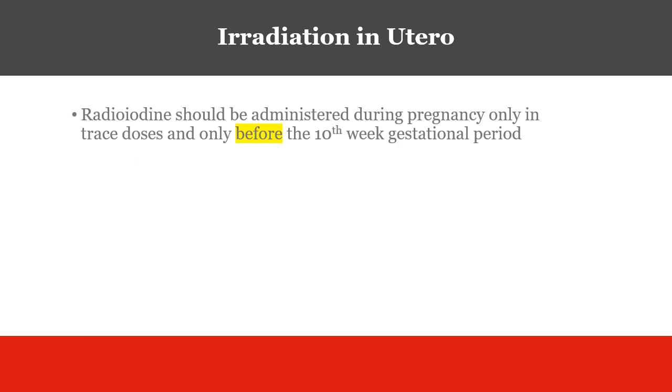If the congenital anomalies are too severe, there can be neonatal death, which means being stillborn or born and passing away. Now, as far as the thyroid gland, it is fully developed in an embryo at the 10th week. So if a mother needs to be administered radioiodine, it should be done in trace doses, which means small doses, and only before the 10th week, so that the iodine does not transfer over to the embryo at all during the pregnancy.